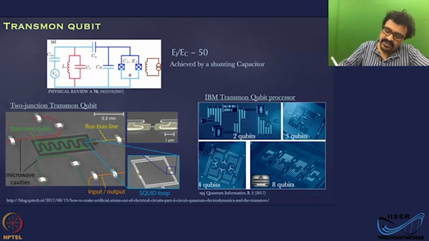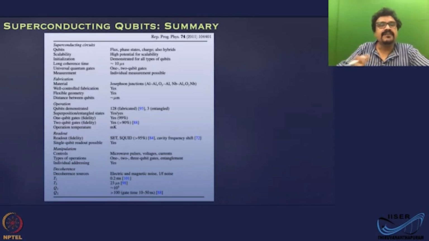Okay. So just to summarize the superconducting qubits, here you can have flux, phase, charge and hybrid qubits. They are highly scalable. That means you can use microfabrication techniques to make many in a very structured manner, with whatever architecture you want. And they have demonstrated all types of qubit. Coherence time is tens of microseconds. It's not very long, but it is not bad.